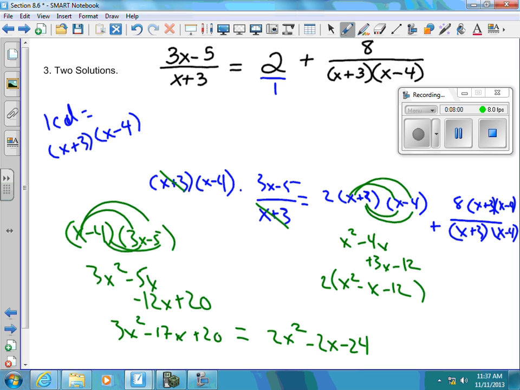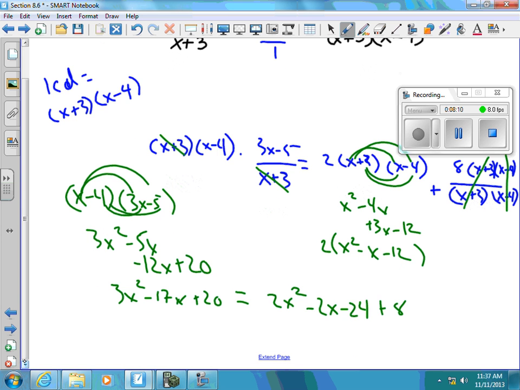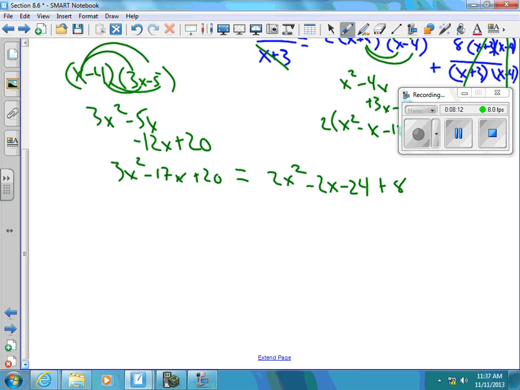I end up with 2x squared minus 2x minus 24. And then over here, you say, wow, this is pretty hard. Well, we got lucky. This one, everything cancels out and just leaves us with a positive 8. So, here's what we boiled it down to. Well, we can probably clean up this side a little bit more. Combine like terms, you get negative 16.